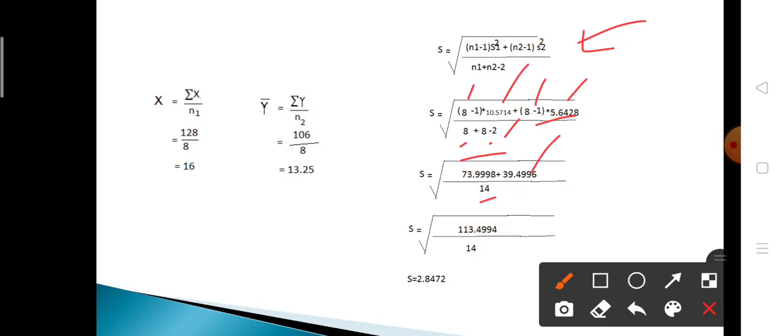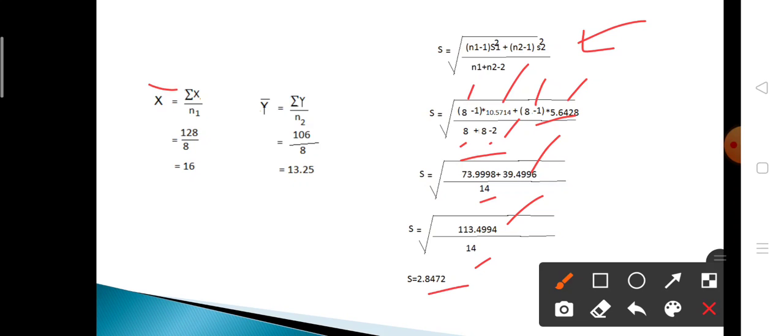Now 73.9998 plus 39.4996, that is 113.4994, whole divided by 14, that value is 2.8472. Now calculate the x bar and y bar.